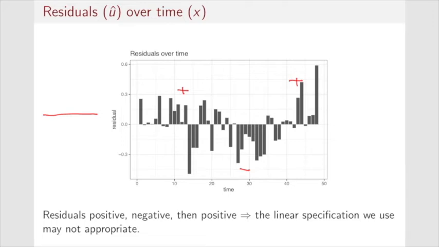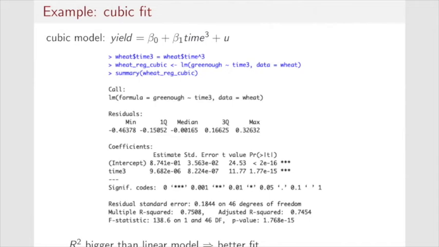They should not have long sequences of positive and sequences of negative residuals. So the ideal case could be here, here, here, here, just randomly over the x. So these positive and negative blocks of residuals imply that the linear specification we use may not be appropriate. How about alternative functional forms for the regression?